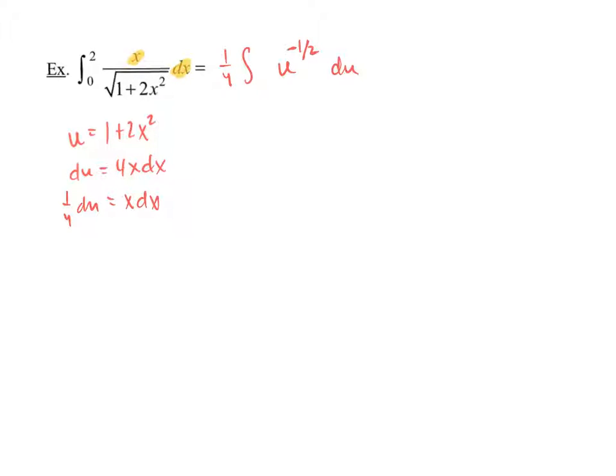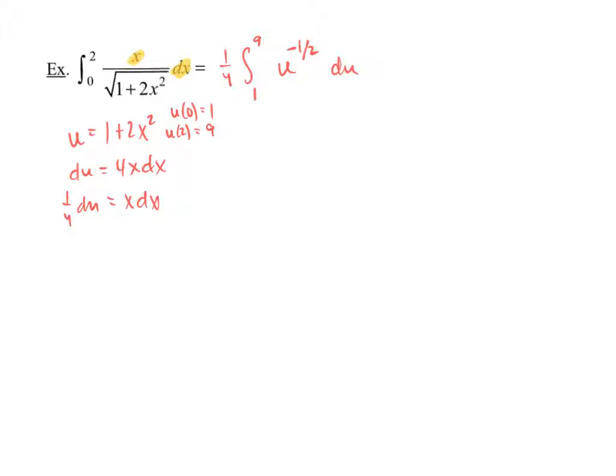The last thing I want to do, because this is a definite integral, is change my bounds. Right now, my bounds of 0 and 2 are in terms of the variable x. I want new bounds that are in terms of the variable u. So right here, I'm going to let u of 0 be equal to 1 plus 2 times 0 squared. So 1, that's going to be my new lower bound. And then u of 2 will be my new upper bound. Plugging 2 into this equation right here is going to give me 9. That's going to be my new upper bound.